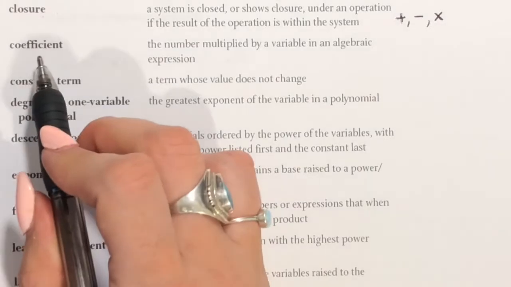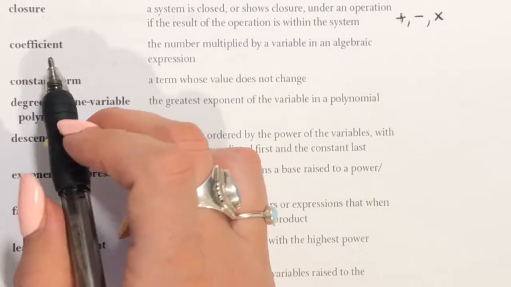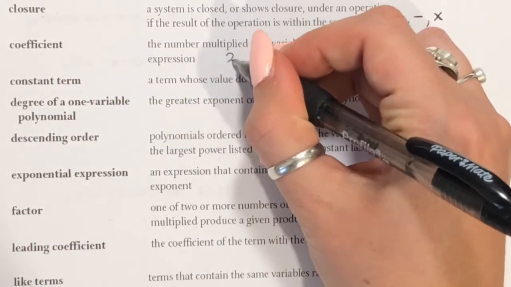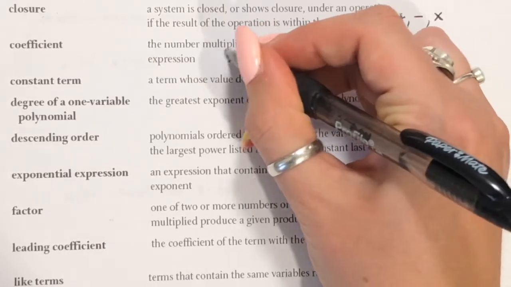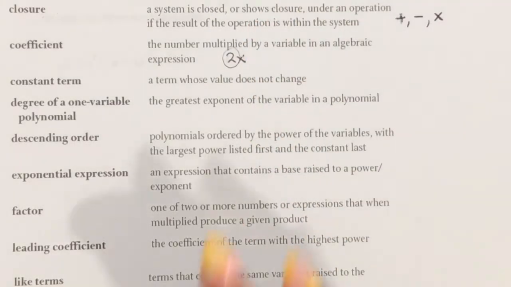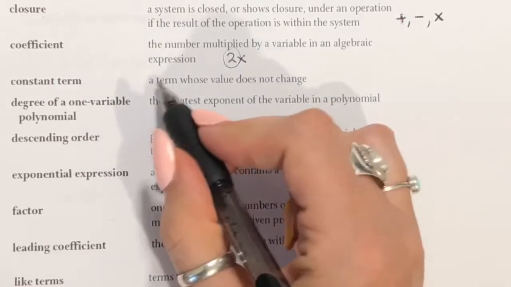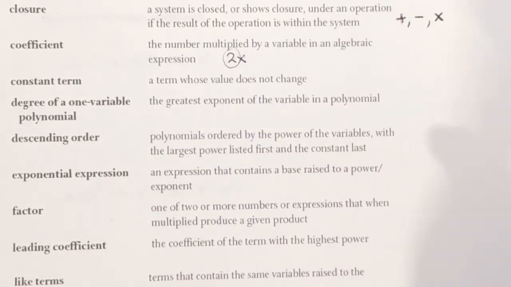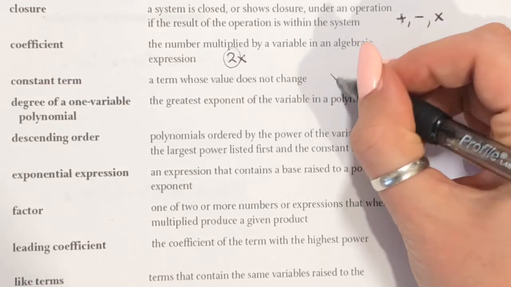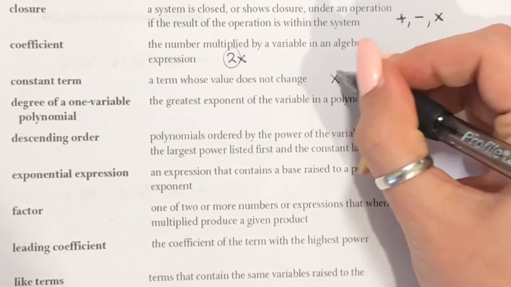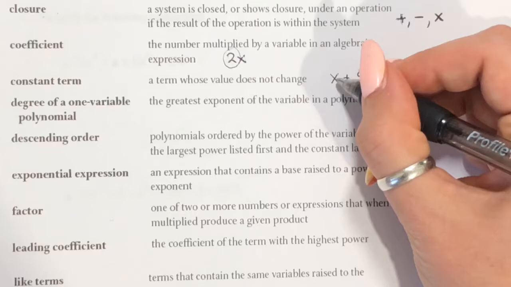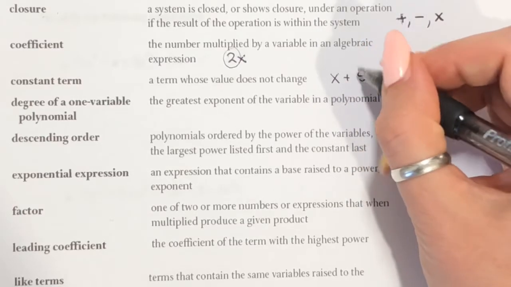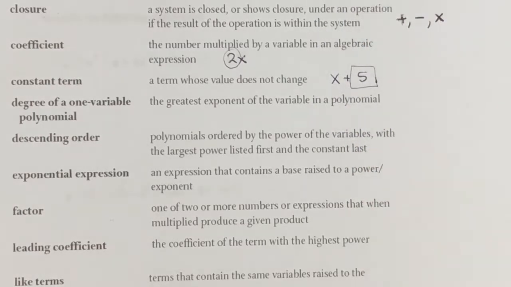Okay, coefficient, that's going to be the number that is in front of a variable. So like if I have 2x, the coefficient is the 2. Just that number in the front. A constant term is going to be a number whose value does not change. So if I have an expression, let's say x plus 5, the x can change because I can put any number into it, but the 5 is constant. So that's why we call it a constant term.